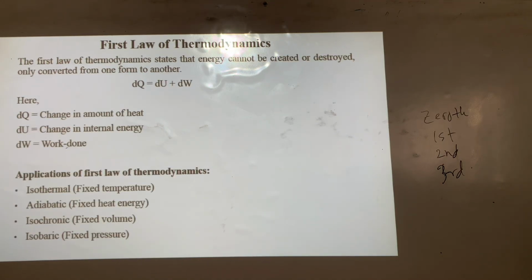That is the first law of thermodynamics. The first law basically says that energy remains constant in a system. You can see that dq is equal to du plus dw, where dq is the change in heat content.